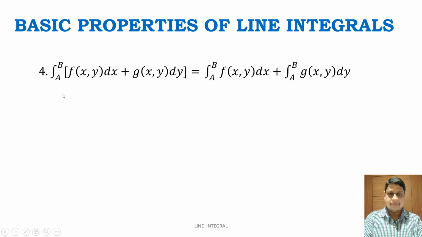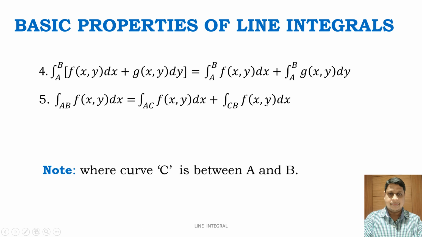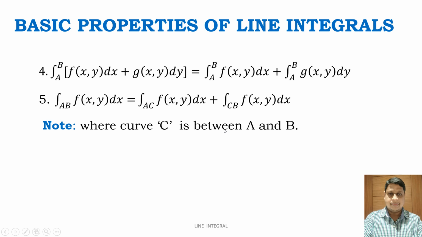The fourth property, integration from a to b f of x, y dx plus g of x, y dy. That means for the sum of two functions, with respect to x and with respect to y, we can split and write integration from a to b f of x, y dx plus integration from a to b g of x, y dy. Fifth property, integration from a to b f of x, y dx is equal to integration from a to c f of x, y dx plus integration from c to b f of x, y dx, where c is in between a and b.